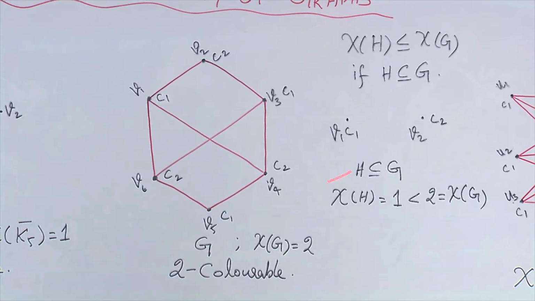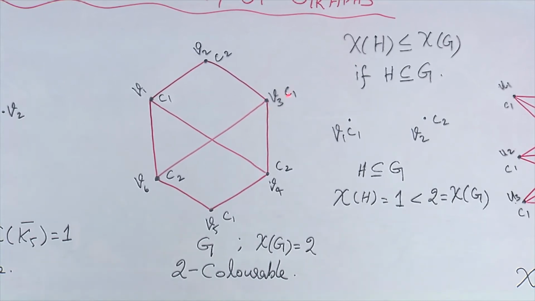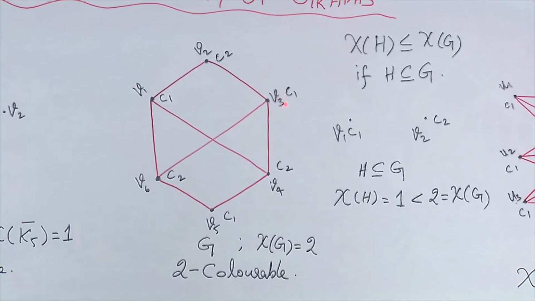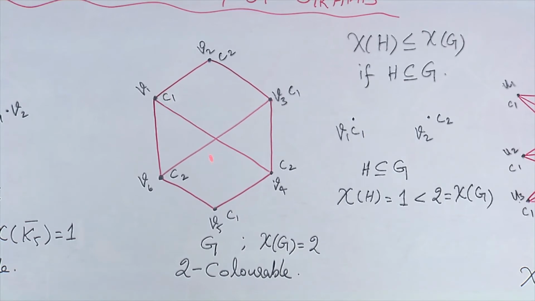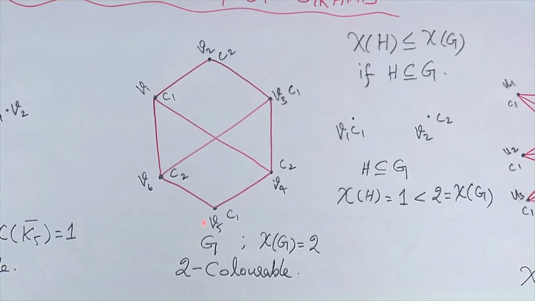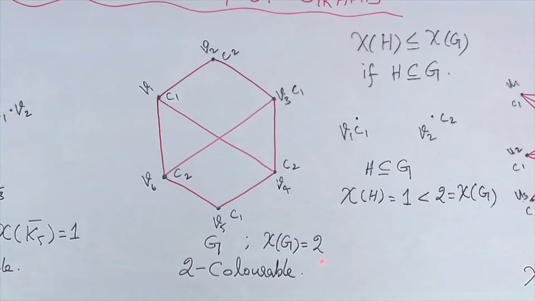But we are interested in finding the minimum number rather than the maximum, which means I am going to give the same color C1 to this vertex as well as this vertex, because V3 is not adjacent to V1, V5 is also not adjacent to V1, and V3 and V5 are not adjacent to each other. So, I can color this graph by using 2 colors itself, which means the chromatic number of G here is 2.